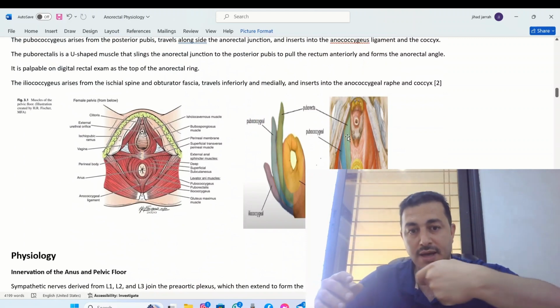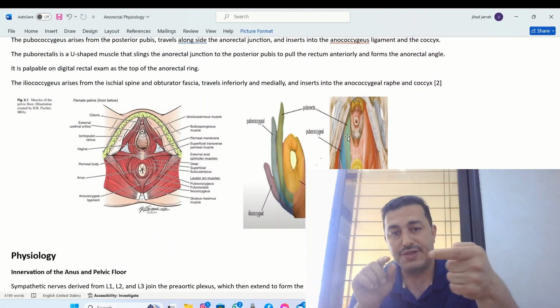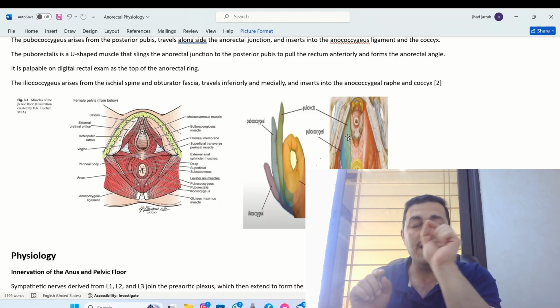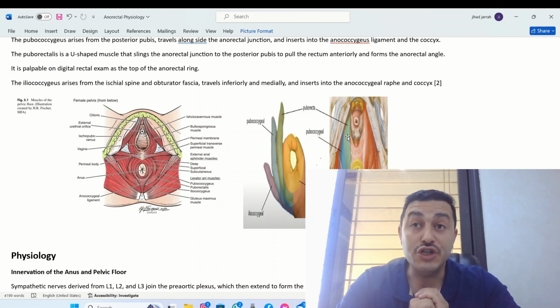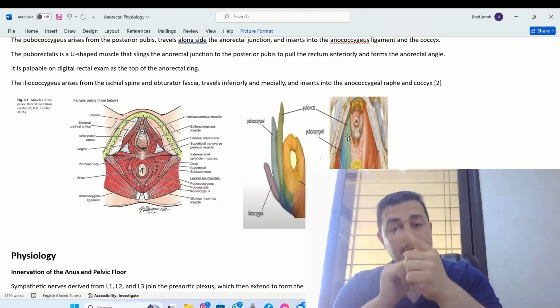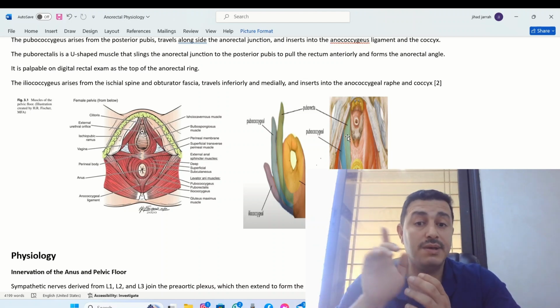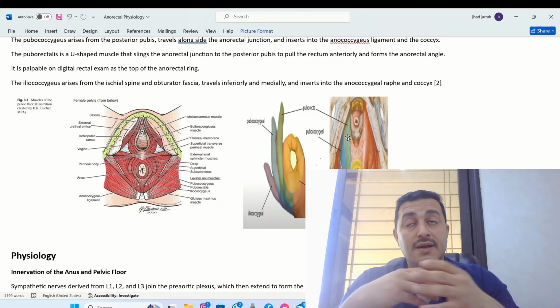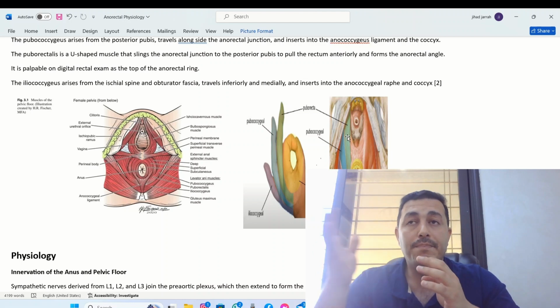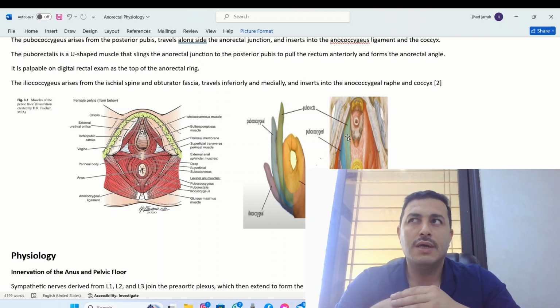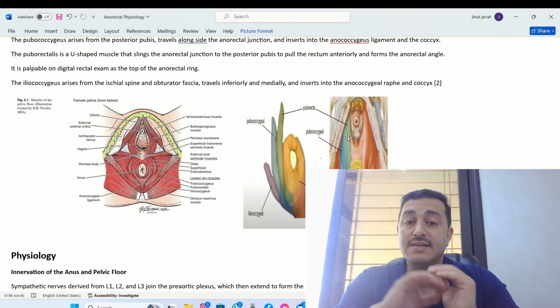It engulfs the rectum, and at this region we have the anorectal junction. It can be palpated by hand. We can feel it by digital rectal exam. Tenderness may be there, and this is a clue for the pain called chronic anal pain, idiopathic chronic anal pain. Actually, this is due to inflammation of the puborectalis muscle.